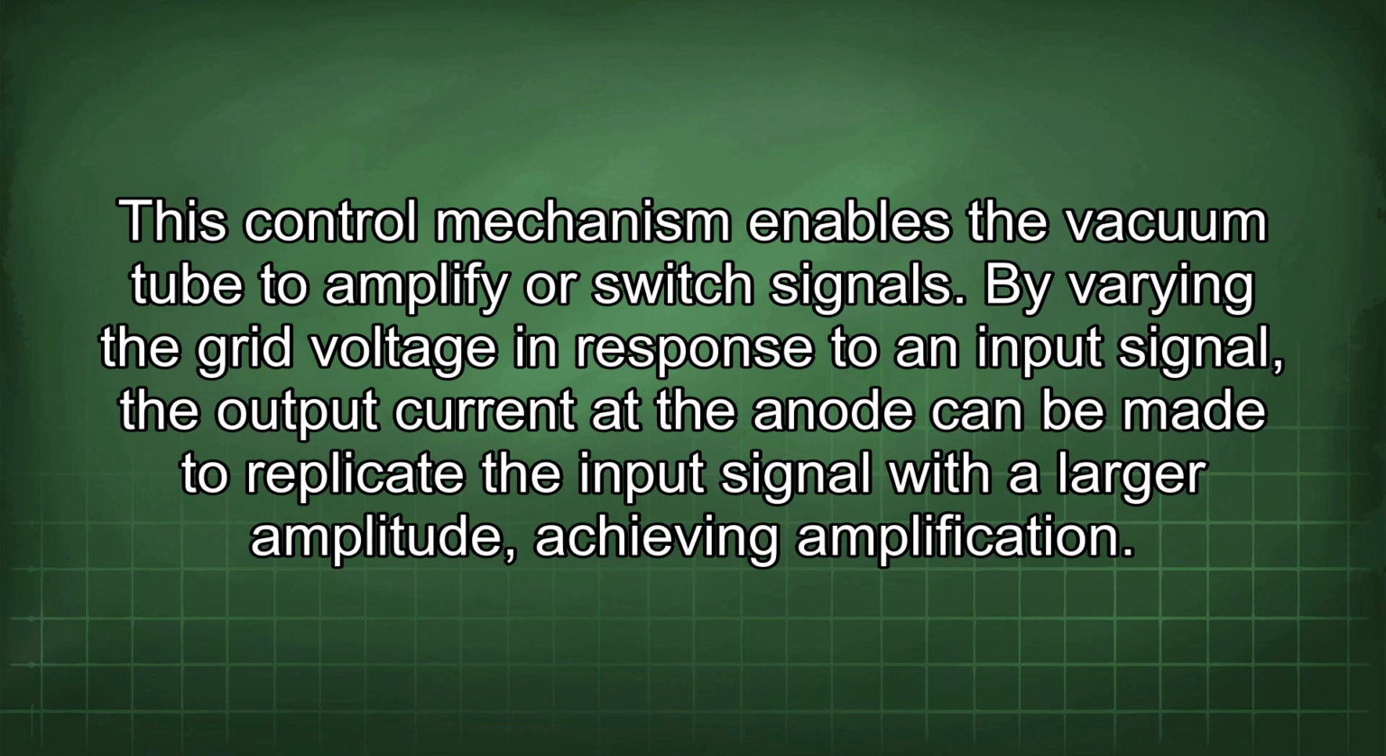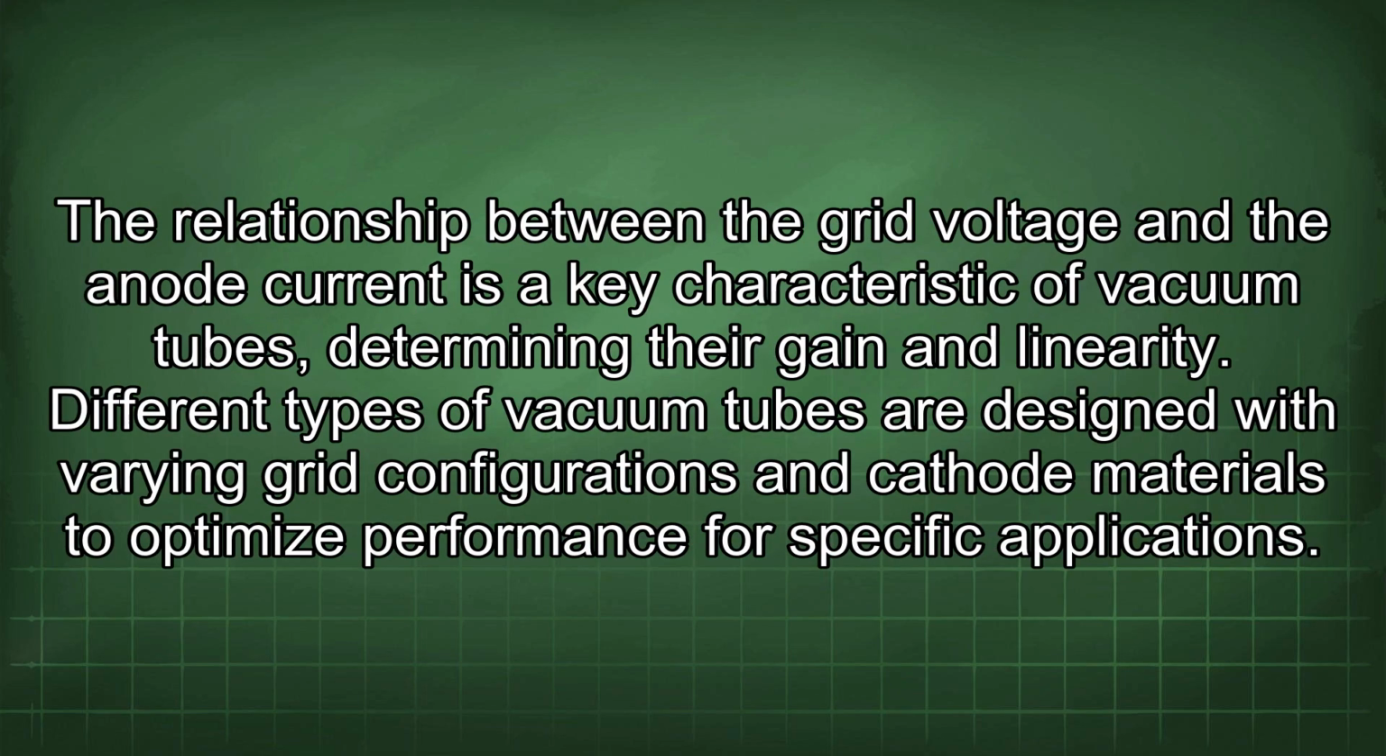By varying the grid voltage in response to an input signal, the output current at the anode can be made to replicate the input signal with a larger amplitude, achieving amplification. The relationship between the grid voltage and the anode current is a key characteristic of vacuum tubes, determining their gain and linearity. Different types of vacuum tubes are designed with varying grid configurations and cathode materials to optimize performance for specific applications.